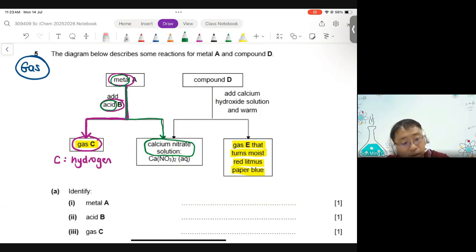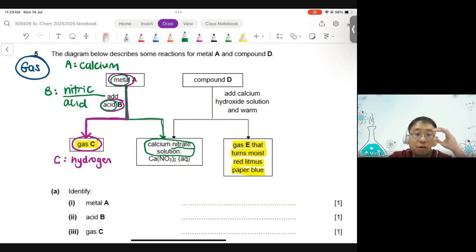Therefore, A is the metal called calcium. What do you think acid B is? What acid is acid B? If it formed the salt nitrate, then the acid must be nitric acid. Okay, so A is calcium metal, B is nitric acid because it formed calcium nitrate. So that is A, B, C done.